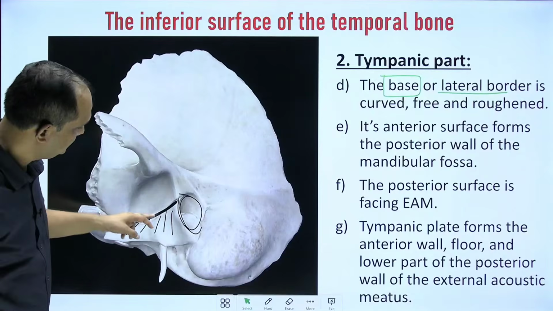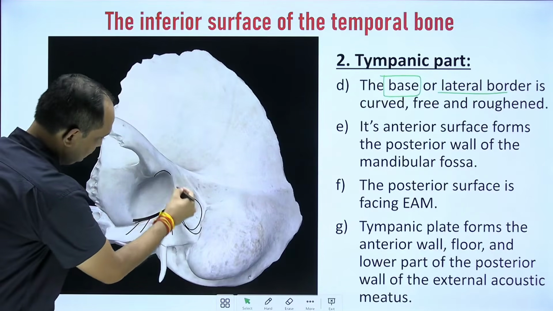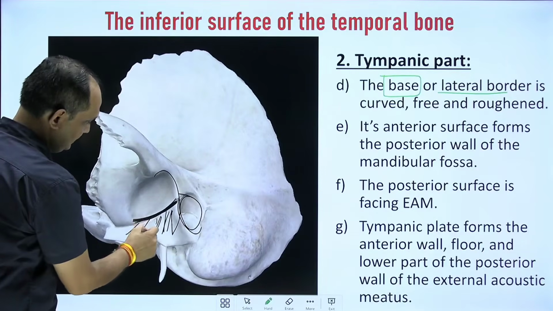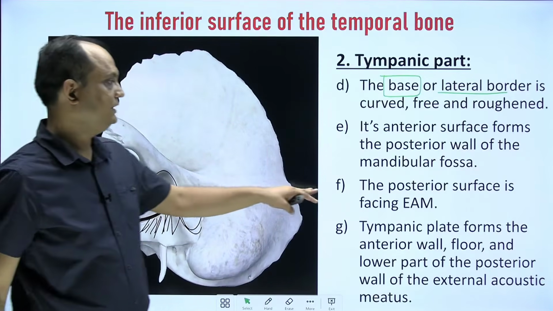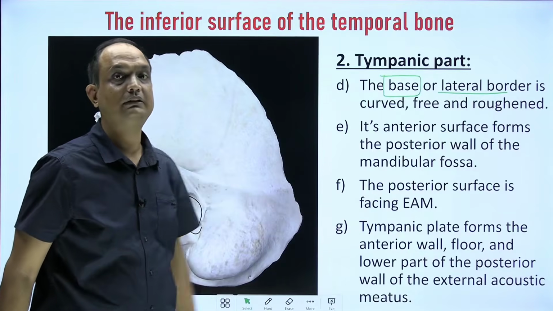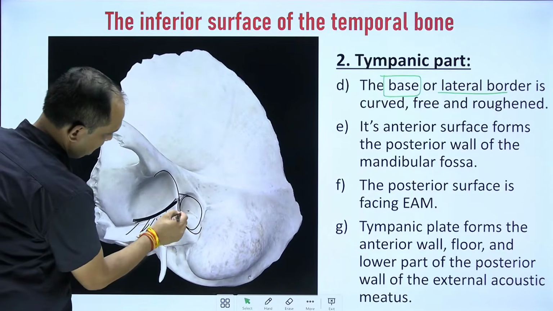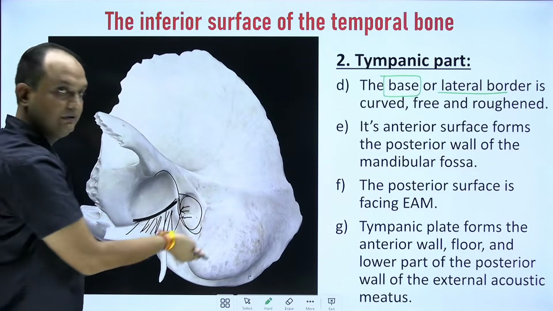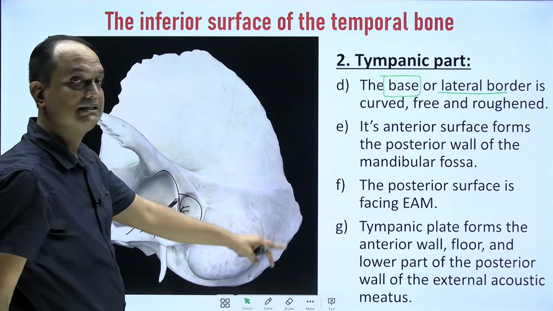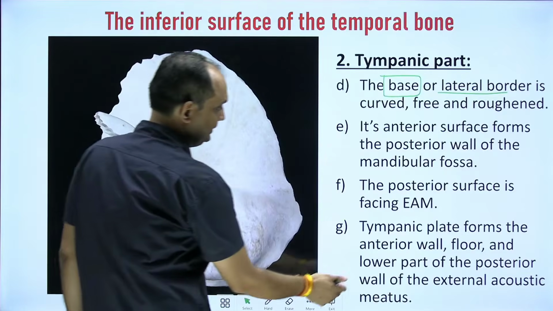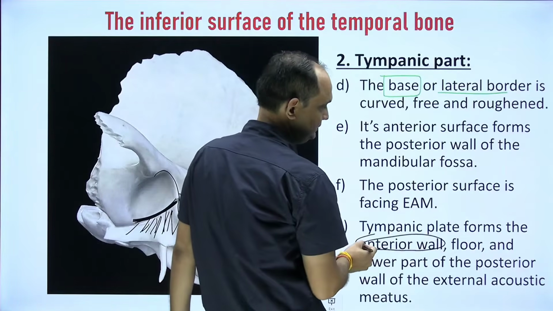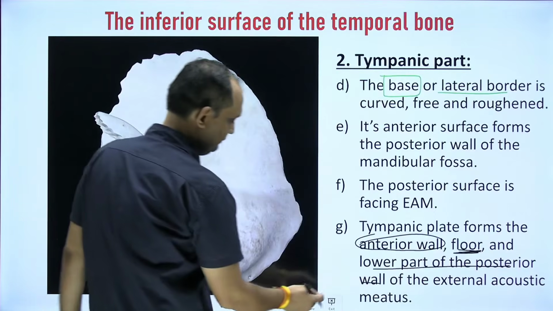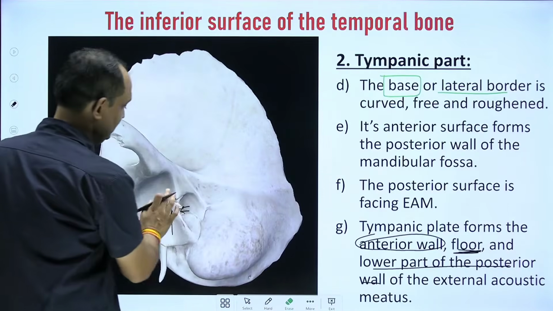But you first have to understand that this whole fossa has the tympanic plate behind this fissure. Clear? The posterior surface is facing towards the external acoustic meatus. So this is the posterior surface of the plate, which makes the inner side of your external acoustic meatus, and this tympanic plate forms different walls of the external acoustic meatus. Which walls? Anterior wall, floor, and lower part of the posterior wall. Why? Because it has a curvature.